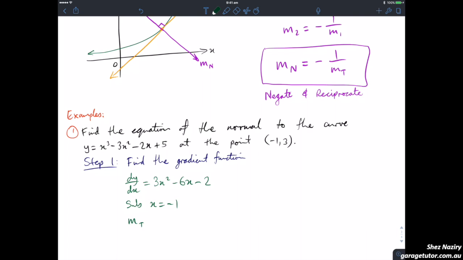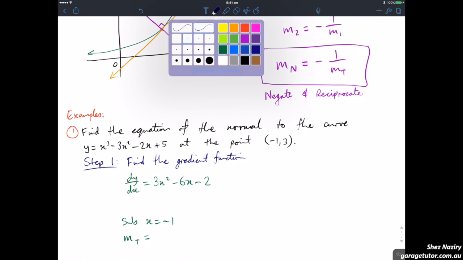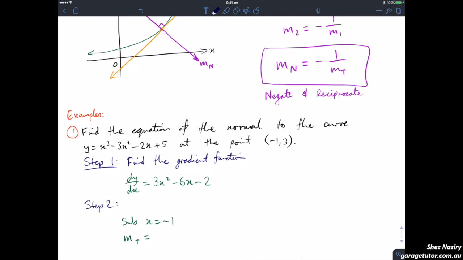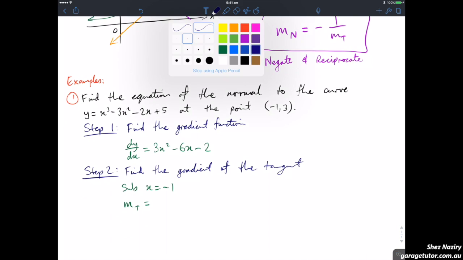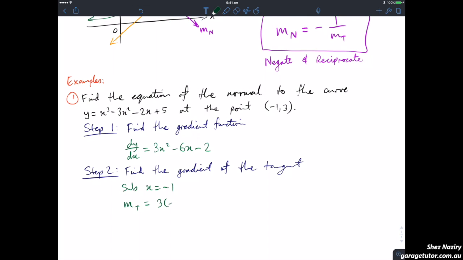Watch this. I will get the gradient of the tangent. And this is actually step 2, by the way. Let me write that as well. So step 2: find the gradient of the tangent. You actually need to find the tangent's gradient, guys. So now that you've got the gradient of the tangent, 6 times negative 1 squared minus 6 times negative 1 minus 2. So we end up with 9. Oh, sorry, is that 9 or 7? 7. Okay, so the gradient of the tangent is 7.